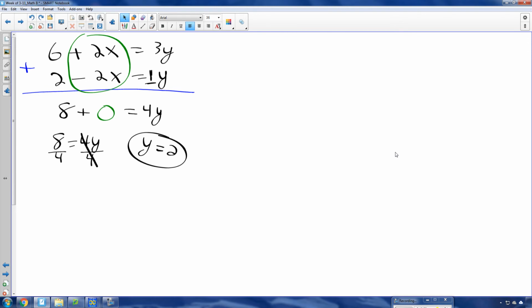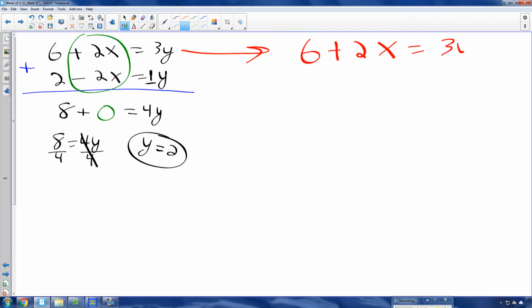Go ahead, Trey. The top. So we take the top equation and we rewrite the equation. 6 plus 2x is equal to 3y. It didn't matter whether I picked the top or the bottom. I could have picked the bottom just as easily. It's cool. But I decided to pick the top just for the heck of it, maybe because it has positive numbers. What number do we want to plug in for what variable? Yes? You want to plug in y. We want to plug in 2 for y.